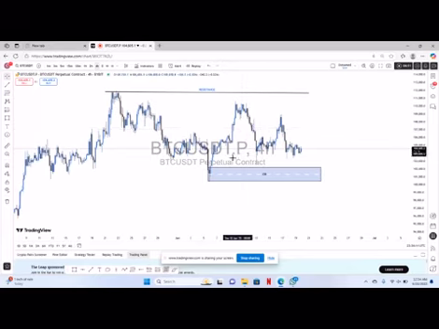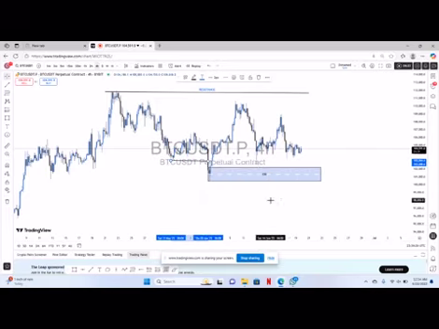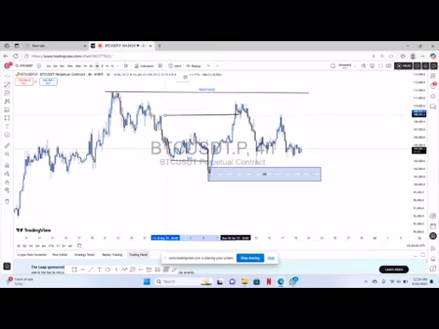Okay, but let's read these internal structures. This was the last break of structure to the downside, according to the 4 hours time frame. Okay, so what caused this internal break of structure? This is because of this internal break of structure. Okay, so here we got our change of character, our 4 hours change of character, or a break of structure.